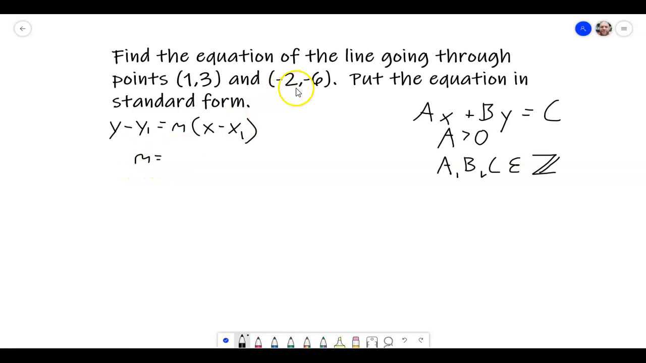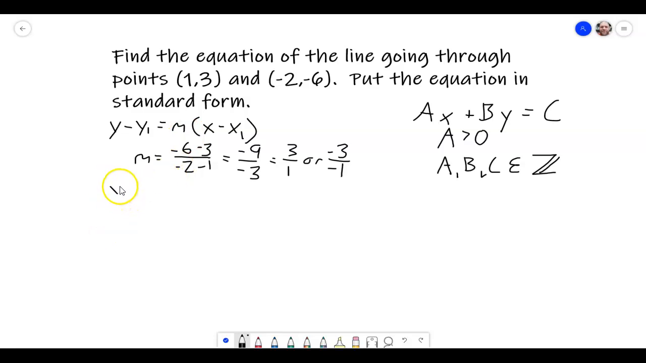So m is equal to y2 minus y1, so that's going to be -6 minus 3, all over x2 minus x1, so -2 minus 1. And this is going to give us -9 over -3, which we can also write as 3 over 1, or -3 over -1, right? Because a negative divided by a negative is a positive. So both of these slopes are fine, but we'll use the positive one for this here.